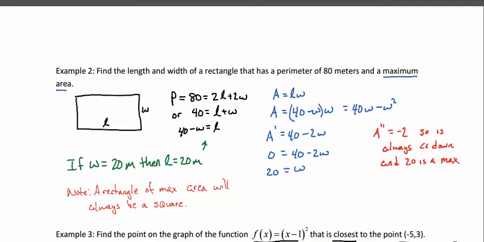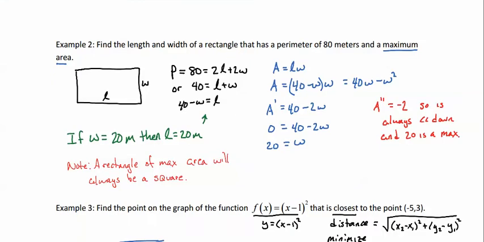Notice that my second derivative of A is minus 2. Minus 2 is always negative. Always negative means it's always concave down. If I'm always concave down, I will have a maximum, second derivative test. Just so you know, if you want a rectangle with maximum area, it will always be a square. So that's one of our little cheater tests that we can use.